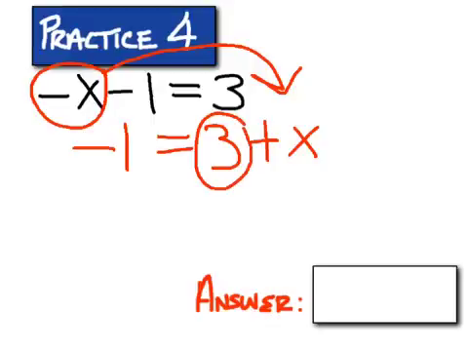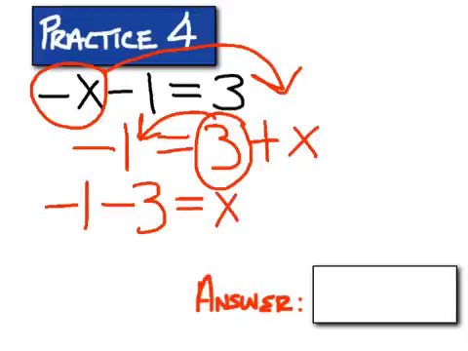Now we want to take our 3 over here and move it to the other side to get x by itself. When we move a positive 3 to the other side, it'll change into a negative 3. So we have negative 1 minus 3 is equal to x. So x should be equal to negative 1 minus 3, which is negative 4.